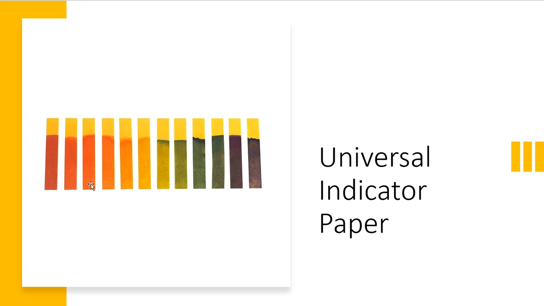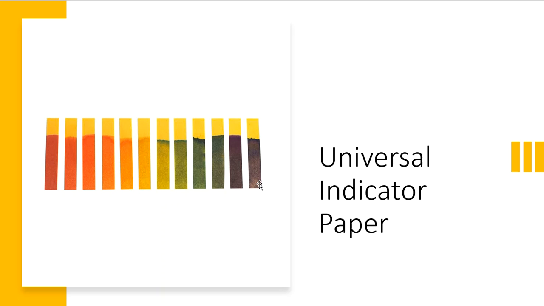So 1, 2, 3, 4, 5, 6, 7, 8, 9, 10, 11, 12. Maybe that's how you want to imagine that. But you see reddish on one side, more bluish purple on the other, and all of the colors in between.